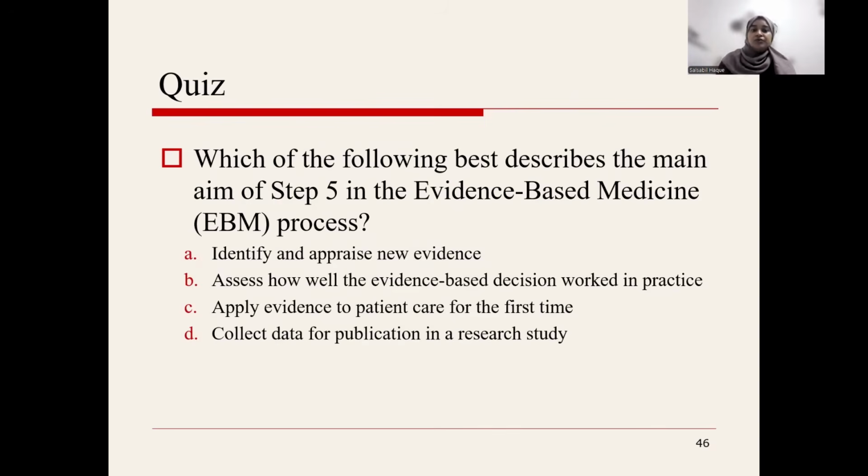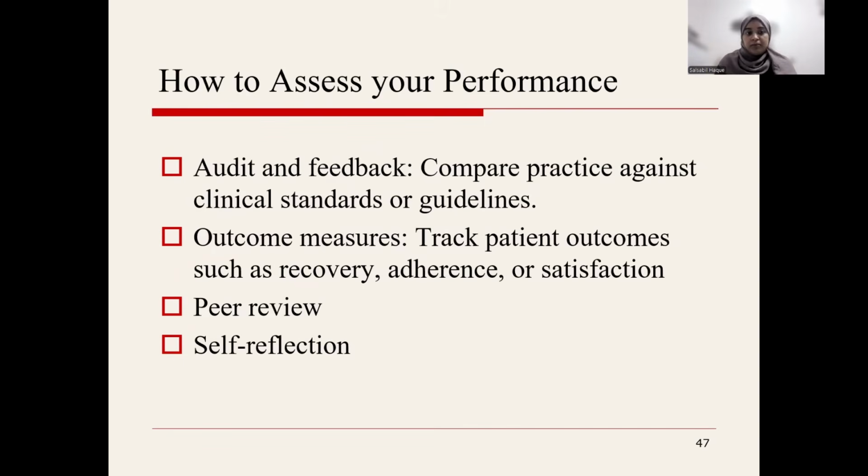All right, which of the following best describes the main aim of step 5 of EBM? So again, the 5 steps. It's going to be B: assess how well the evidence-based decision worked in practice. Okay, so 5 is assess. Let's see if I can remember: it's ask, acquire, appraise, apply, and assess. Okay. All right.